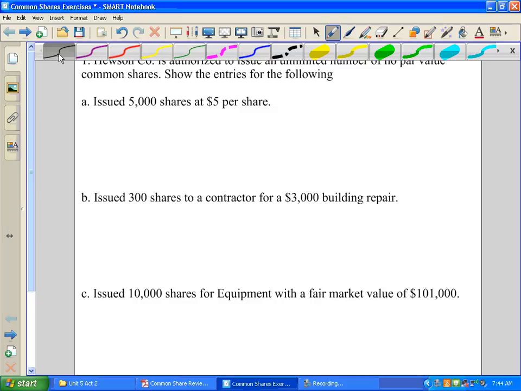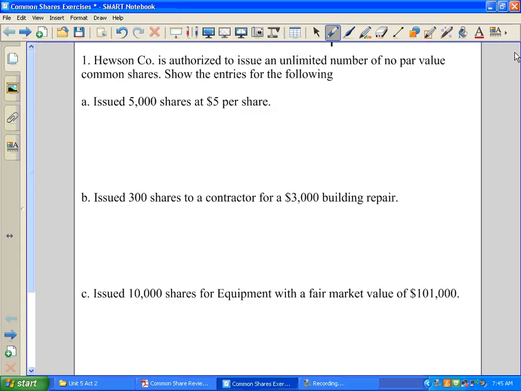depicting how common shares are transacted and accounted for in a corporate environment. So in our first example, we've got Houston Company, which is authorized to issue an unlimited number of no par value common shares. Now, the word no par value means that they don't have a par value slash stated value. I kind of go back and forth between those terms. They mean the same thing, par or stated value.